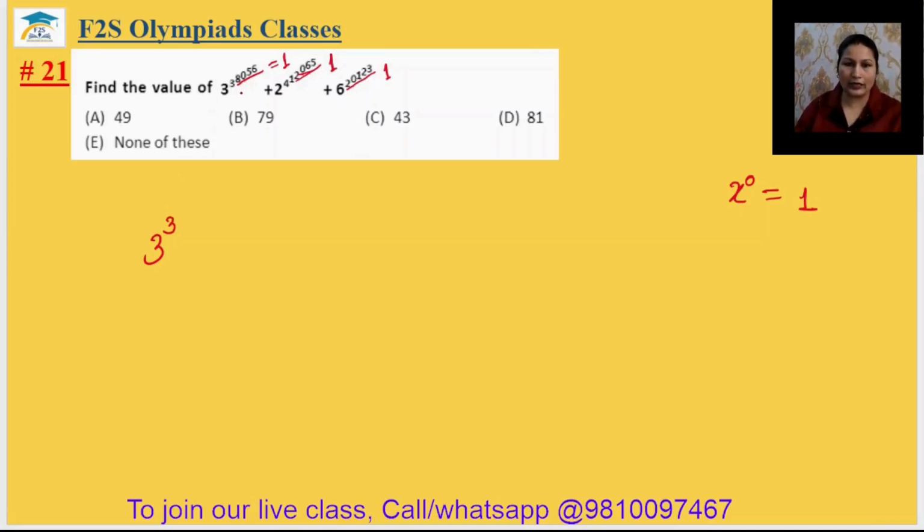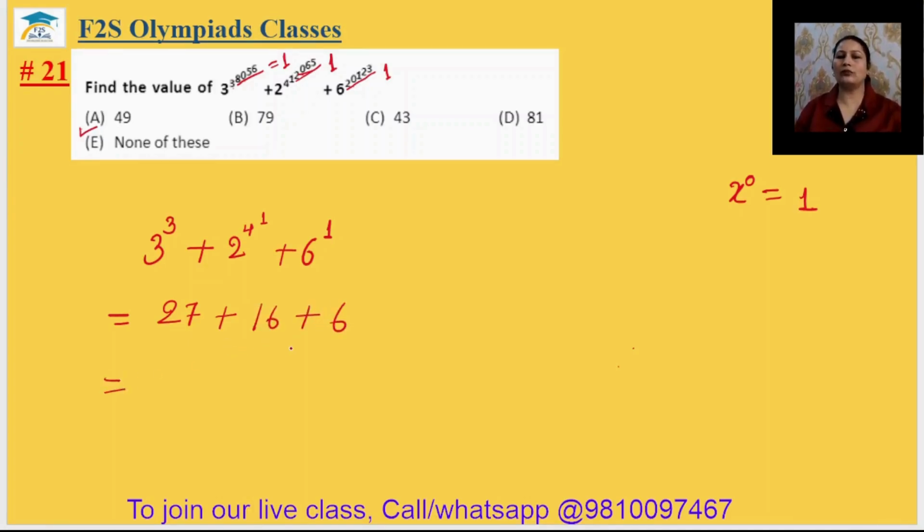So here we are left with 3 to the power 3 only, plus 2 to the power 4 to the power 1, which will be the same, plus 6 to the power 1. 3 to the power 3 is 27, plus 16, plus 6. If you add all of them, 6 plus 6 is 12, 12 plus 7 is 19, carry 1, 2 plus 1 is 3, plus 1 is 4. So 49. It is in option A. The 21st answer is option A.